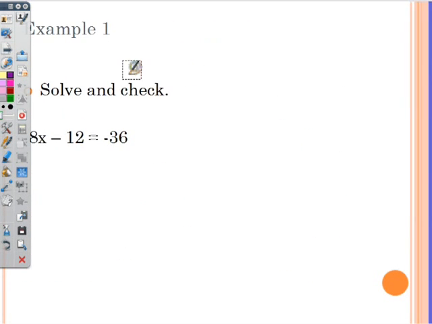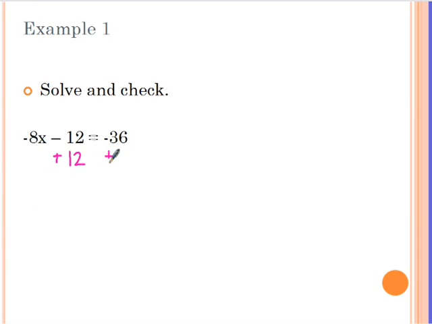So let's do an example here. This is probably the only example we'll do for this two-step version, I think, except maybe a fraction one after this. Okay. So we're going to start by adding or subtracting the number that's not attached to the variable. That's the 12. You can write it if you like. Don't have to, but you do have to write this line. Negative 8x equals negative 36 plus 12 is negative 24.